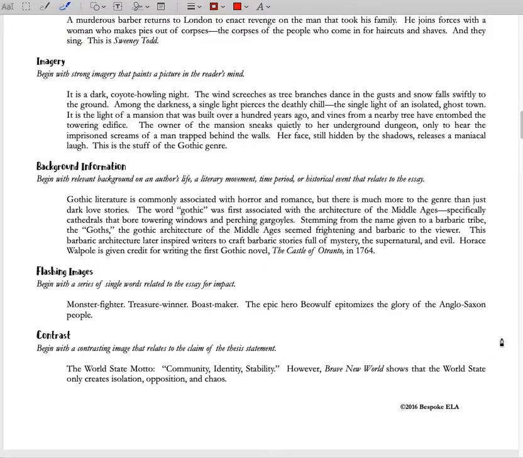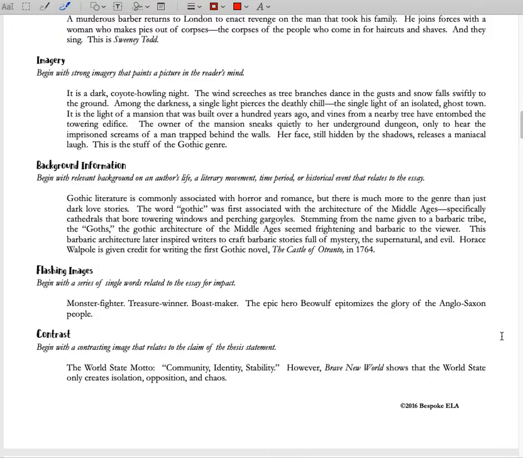And then you can also have contrast as an attention grabber. Begin with a contrasting image that relates to the claim of the thesis statement. So the World State motto: community, identity, stability. However, Brave New World shows that the World State only creates isolation, opposition, and chaos.